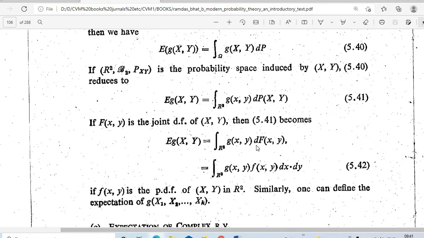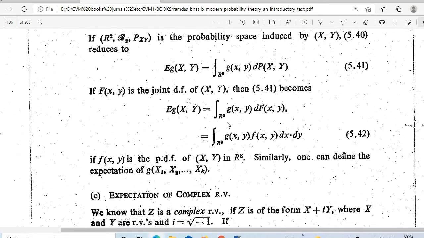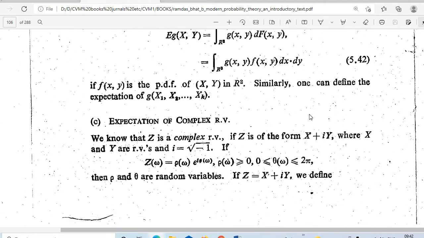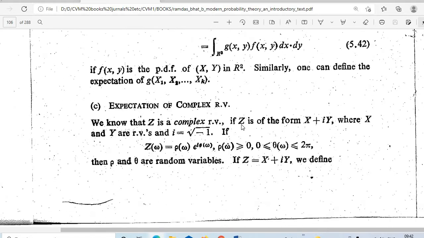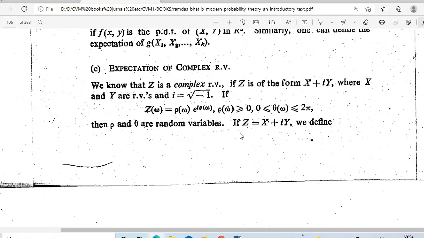If f is absolutely continuous, we can write like this: instead of dF we can write f of x comma y dx dy. It is required that it be differentiable. Okay, so this is the expectation of a function of random variables, expectation of g of x comma y. Okay, that is trivial. Now we consider the expectation of a complex random variable.